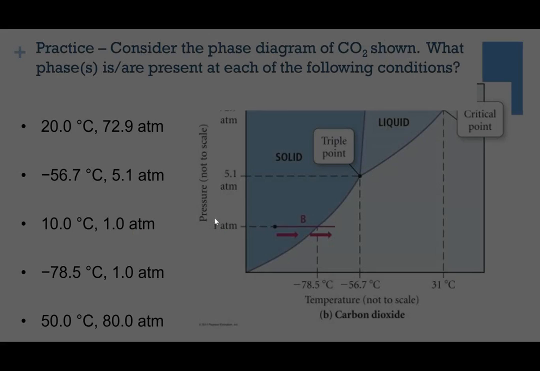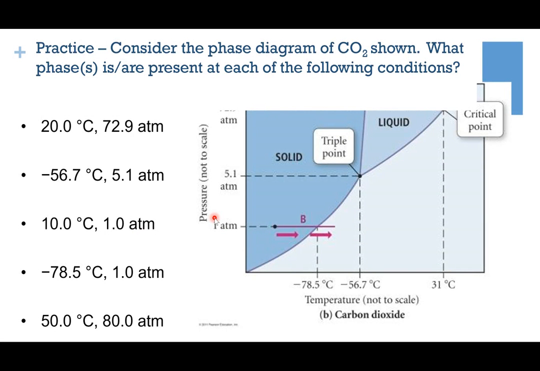Okay. So here's a great example. I'm not going to go through all these because I think you guys will catch on pretty quickly. But here's a great example of how I could ask a question about phase diagrams. So consider the phase diagram of carbon dioxide shown below. What phase or phases are present at each of the following conditions?